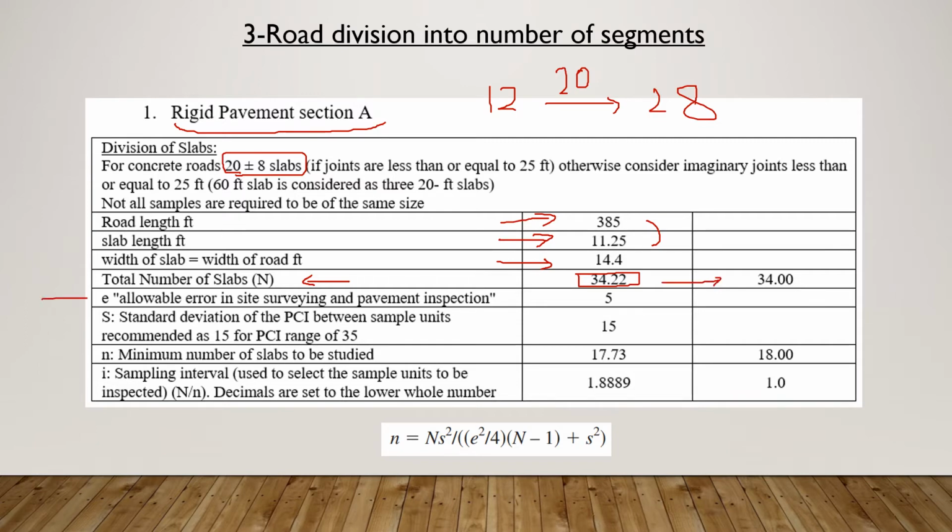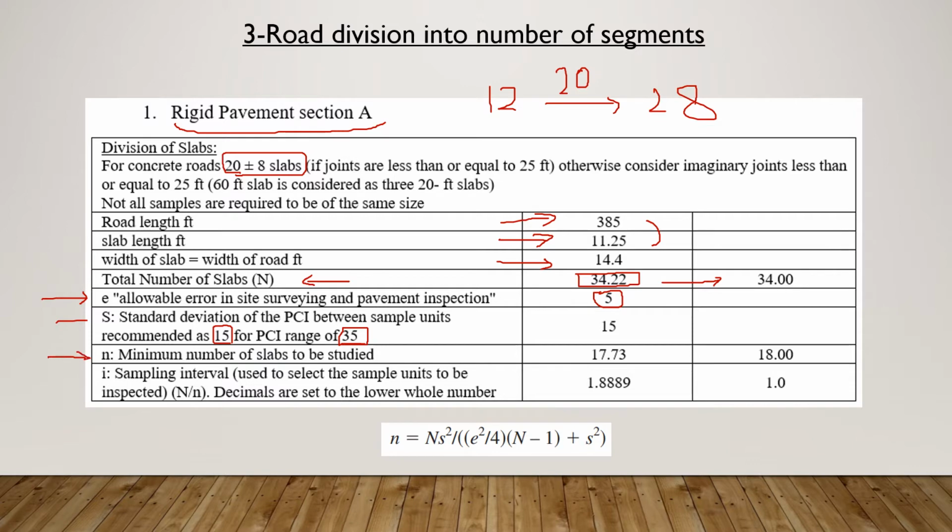The allowable number of errors recommended by the ASTM is equal to 5. The standard deviation of the PCI between sample units was 15 for a PCI range of 35, which means that the difference between the maximum PCI and the minimum PCI in this section should not exceed 35, and if it exceeded 35, we should increase the number of samples to be studied.